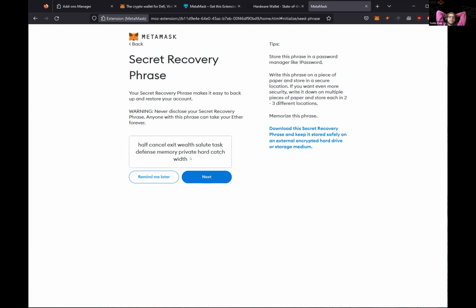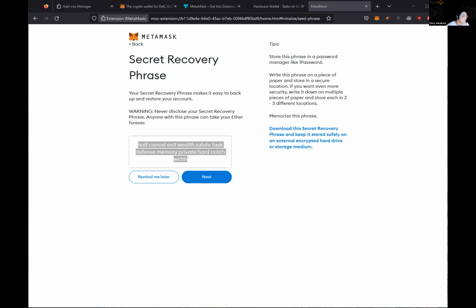Don't write it on your phone. Don't just take a picture of it. Use pen and paper. Yeah, pen and paper. Or if you have one of those cold storage wallets, they send you a sheet you can put it on. You can put it on the sheet too. So I'm just going to copy this to my notepad, but don't do that.